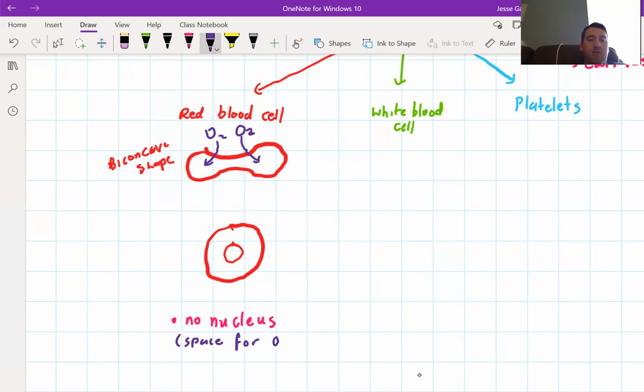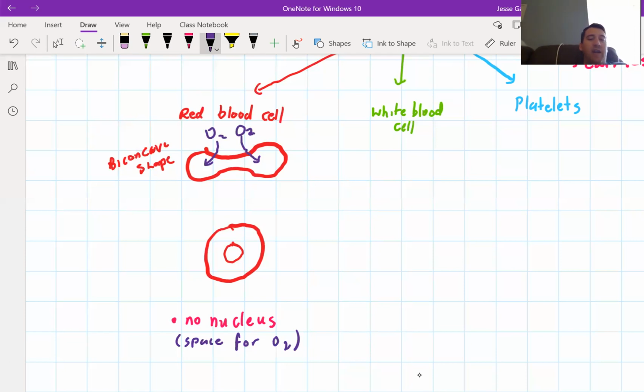This maximizes the amount of oxygen that a red blood cell can carry. It doesn't really need a nucleus because it's not taking part in reproduction or anything like that. So it doesn't need a nucleus with DNA. It just has a very specific job, and that is to carry this oxygen around. That's the first way it's designed for its job.